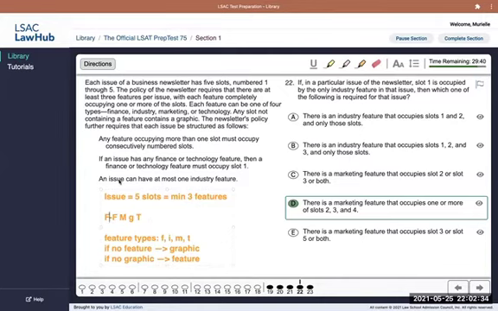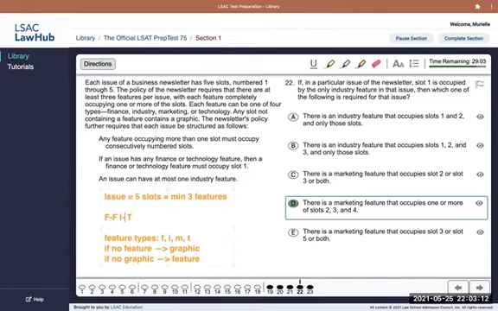So that's fine. If any issue has any finance or technology feature, then a finance or technology feature must occupy slot 1. All right, so we do have finance and tech in this issue, but we followed the rule without even meaning to necessarily, and we have finance in slot 1. So rule 2 is followed. When we get to rule 3, an issue can have at most 1 industry feature. So here we don't have any, so that's fine. We're following the rules. But let's make one of them industry. Okay, that follows the rules.